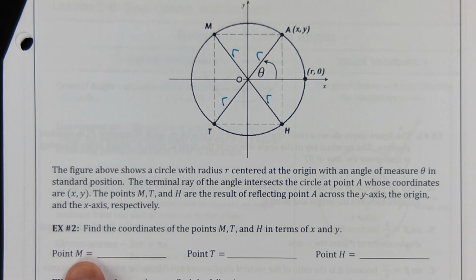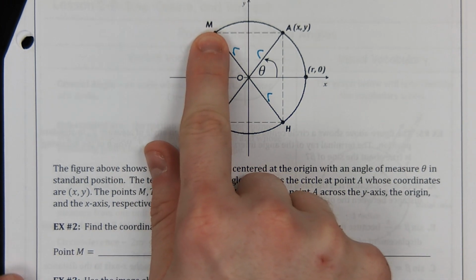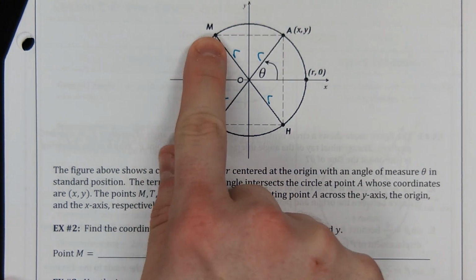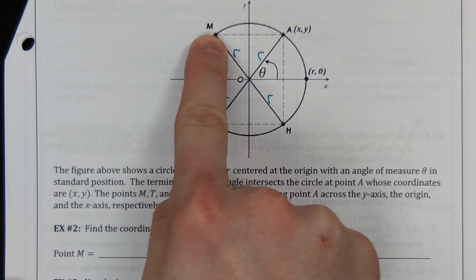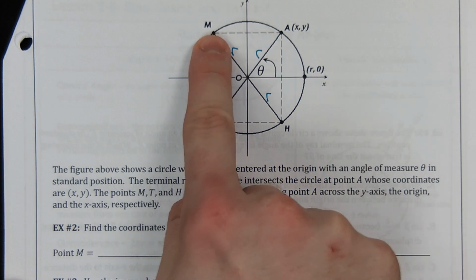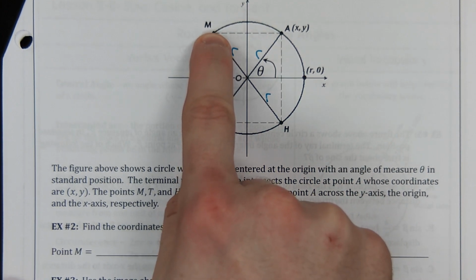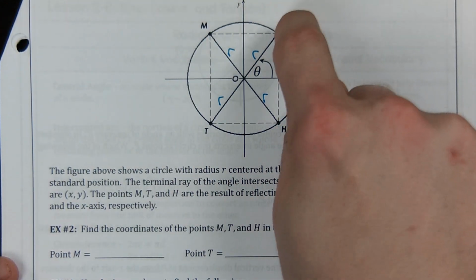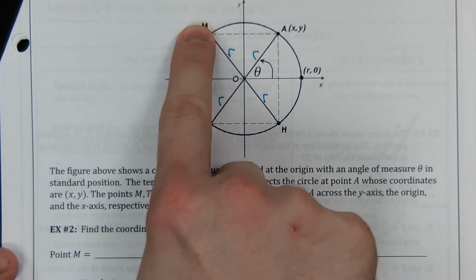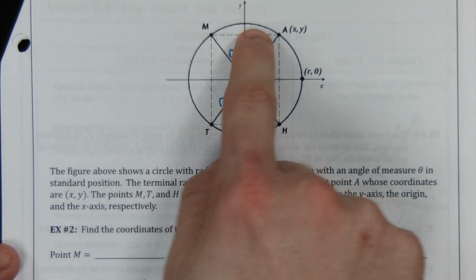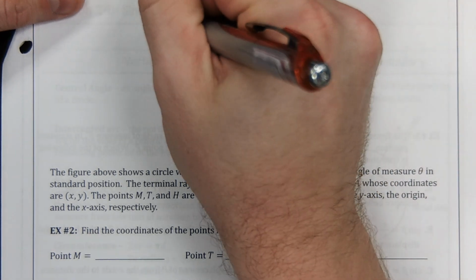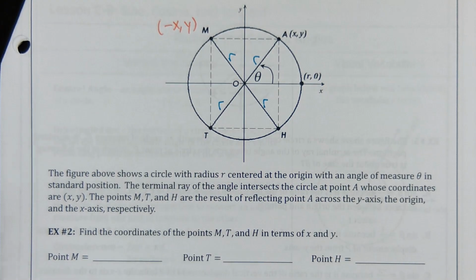Well, point M. To get from A to M, am I reflecting over the x or over the y? I'm reflecting over the y. So if you go over the y-axis, what changes, x or y? If I go from here to here, did I change x or y? X changed. And since it's a rectangle here, whatever distance A is from the y-axis, M is also, except it's on the other side. So over there, M's coordinates would be negative x, comma, y.